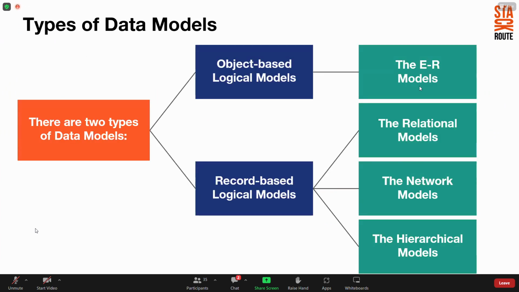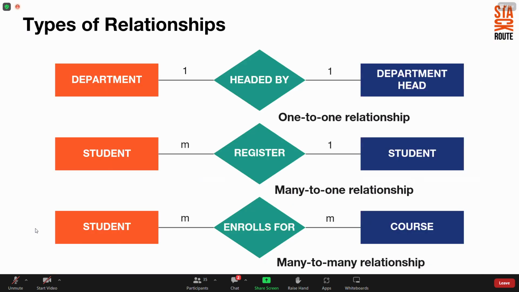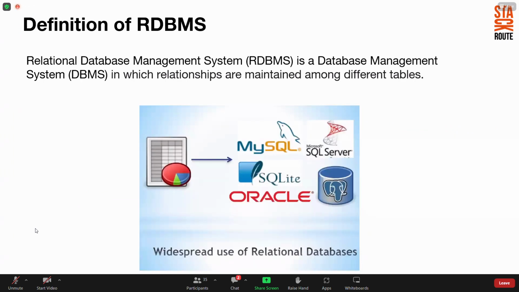We will be dealing with the ER model for object based, for record, how to store the record, how to design a database with the help of ER. That is with the help of the relationship model. We were using the relationship model only. So in order to store the data in the form of relation, table, rows and columns, we have the RDBMS system. So let's get into the discussion of RDBMS.